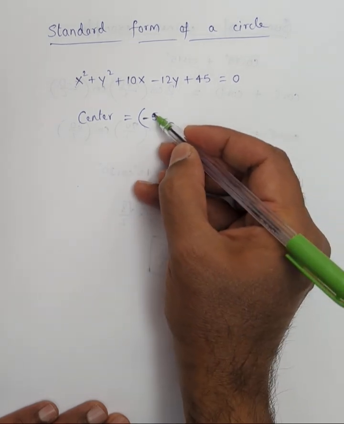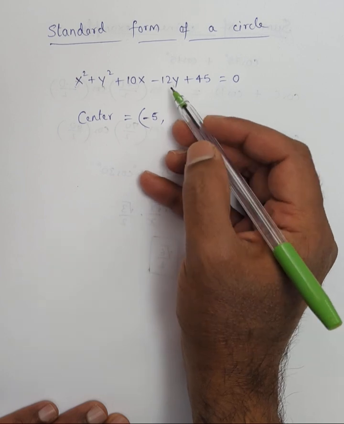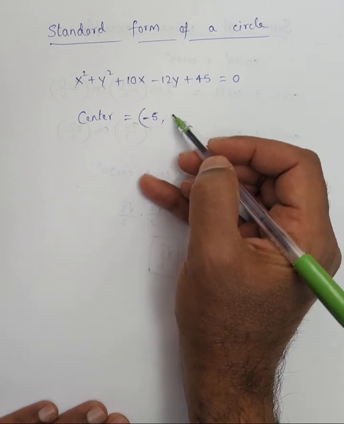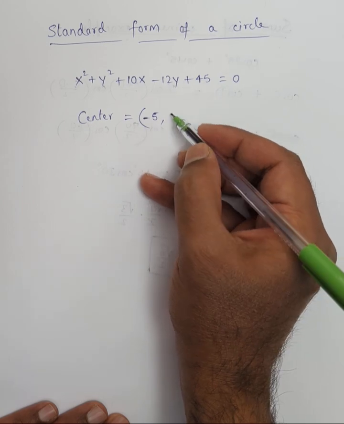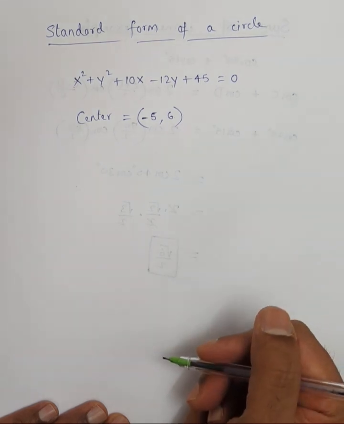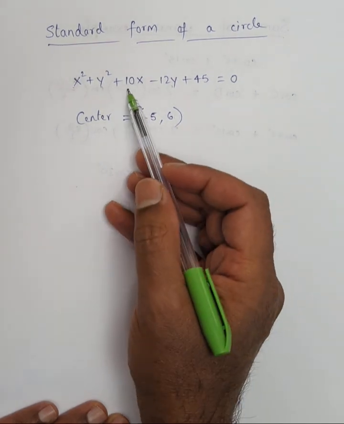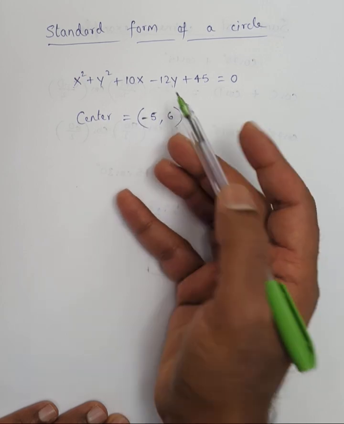And do the same for the y coordinate. Look for the y coefficient. If it's negative 12, your y coordinate will be positive. You take the opposite half, and half of 12 is 6. So that's it. That's your center. So what is it? Opposite half of x coefficient, opposite half of y coefficient.